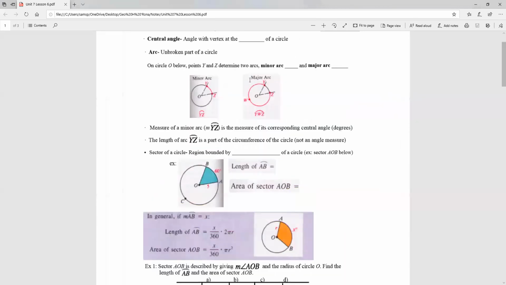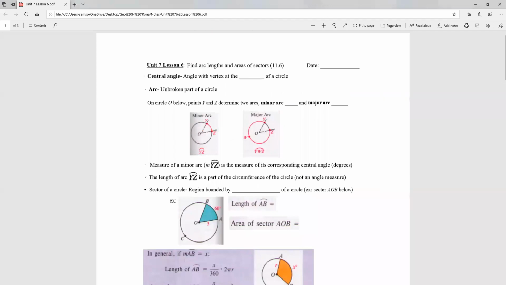Today we are going to be talking about arc lengths and central angles. So let's get started on it. Before we even get into any actual math, what we need to talk about today is some vocab words, because we're going to be throwing a lot of different vocab words at you today. So the first few vocab words we have to learn about is the central angle.